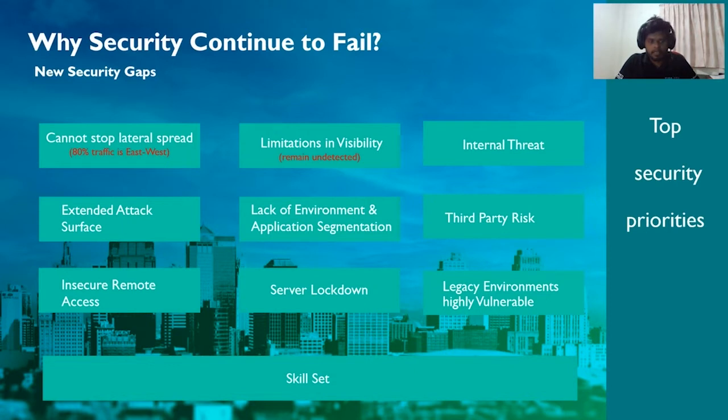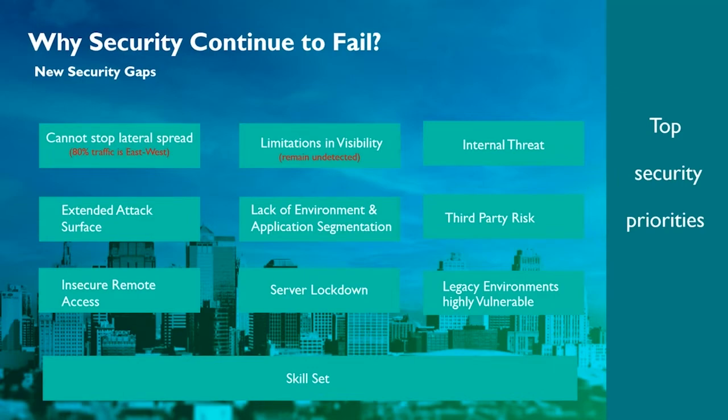And there is the attack surface expansion due to rapidly scaling architectures, the lack of environment and application segmentation, and third-party risks such as fileless malware, zero-day exploits, USBs, web applications, and Trojan horses. So these are some of the reasons why security continues to fail. Over to you, sir.